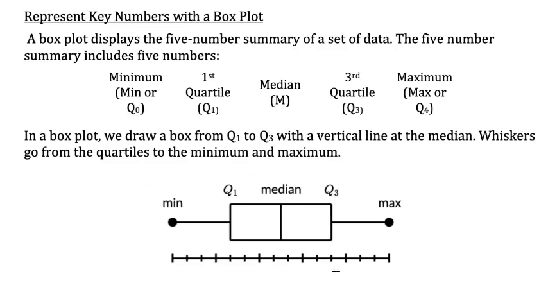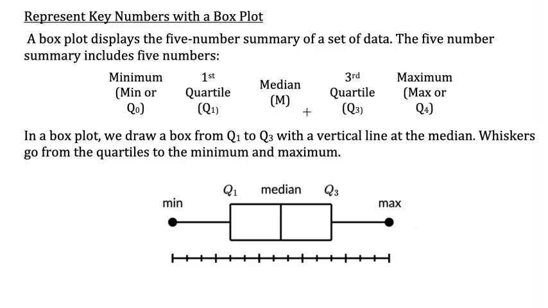Here's a sketch of kind of a template for a box plot. We notice there's a box in the middle. On one side of the box is the first quartile, on the other side is the third quartile. And then somewhere in between is a line for the median. It doesn't have to be right in the middle. And then we call these whiskers that go off to the left and to the right that show where the minimum and the maximum values are. So a box plot displays the 5-number summary.